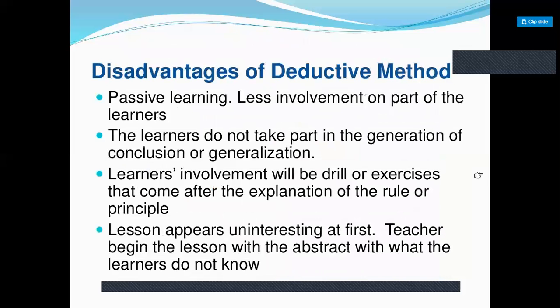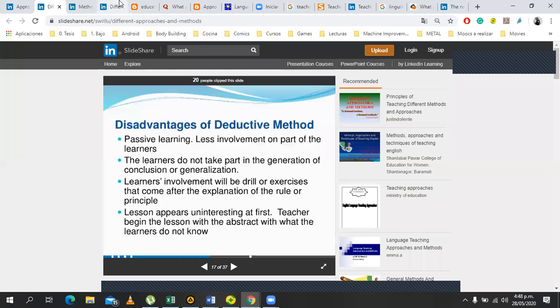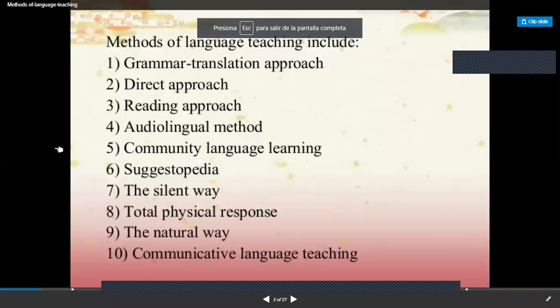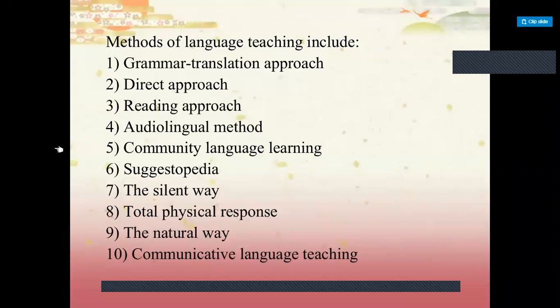Okay. Actually, it's going to be like that. Well, I'm going to be focused right here on the methods of language teaching because I'm going to do it in 10 minutes. This is the summary. Okay, so we have grammar translation approach, direct approach, reading approach, audiolingual method, community language learning, Suggestopedia, the silent way, the total physical response, the natural way, and the communicative language teaching. Let's start with the grammar translation method.